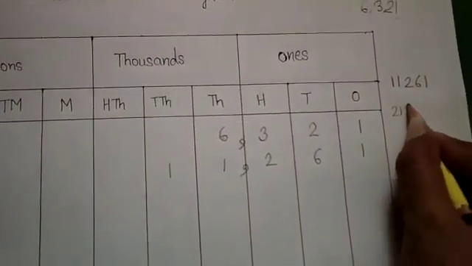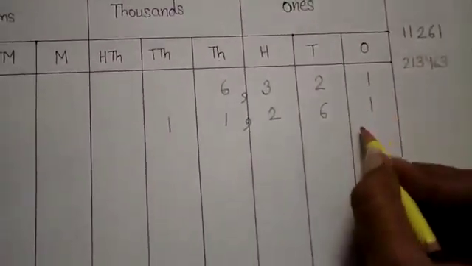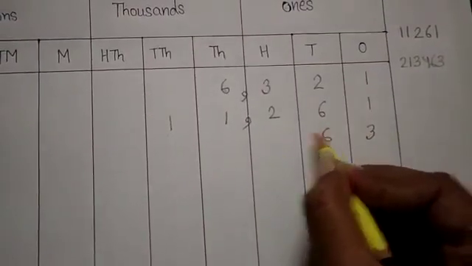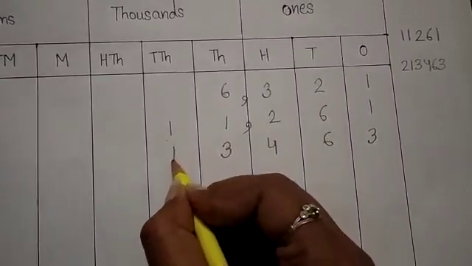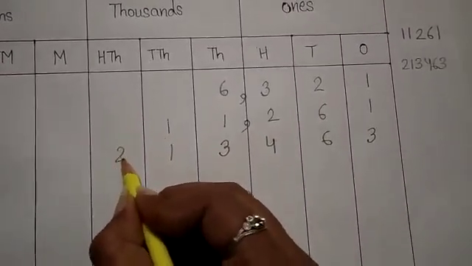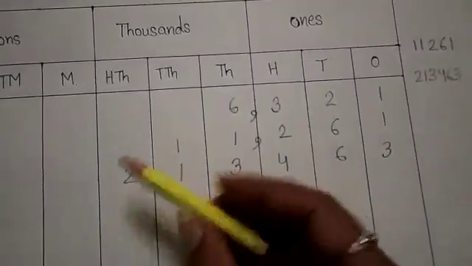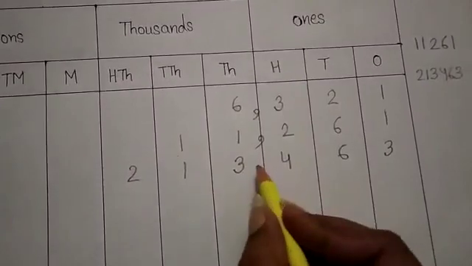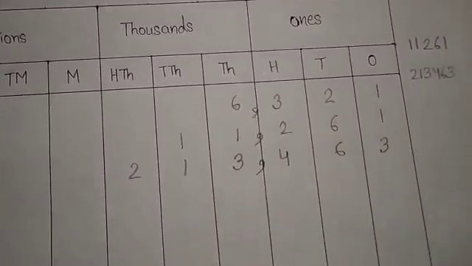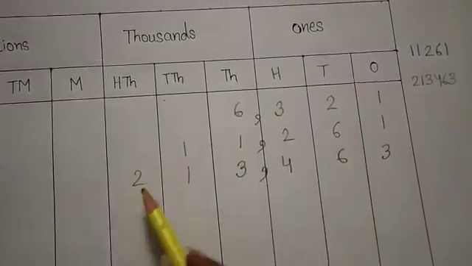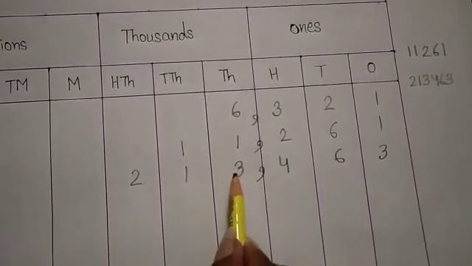Let us take another example. 2, 1, 3, 4, 6, 3. 3, 6, 4 are on the hundred place, 3 is on the thousand place, 1 is on the 10,000 place and 2 is on the 100,000 place. Now look here. Firstly, place a comma between two periods. Now how can we read it?